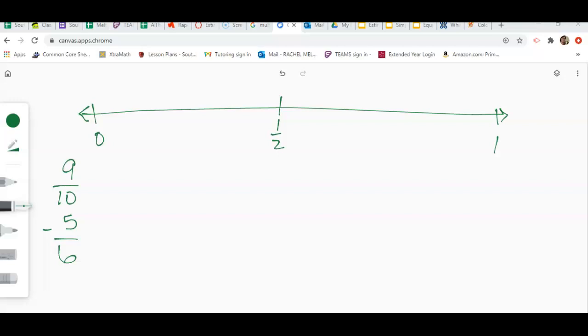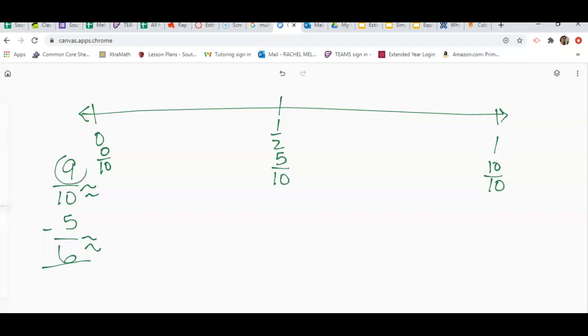This time I have 9/10 minus 5/6. Okay, so let's think about our 10 first. This would be 0/10, 10/10, and what is half of 10? So 5/10. Okay, where will 9 go if I have 0, 5, and 10? 9 would go somewhere close to the whole number, right? Because it's 1 piece away from a whole. So I would round 9/10 to 1.